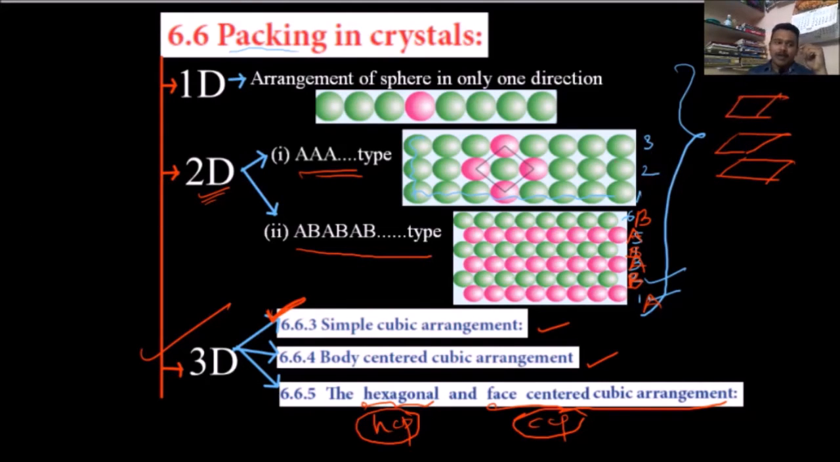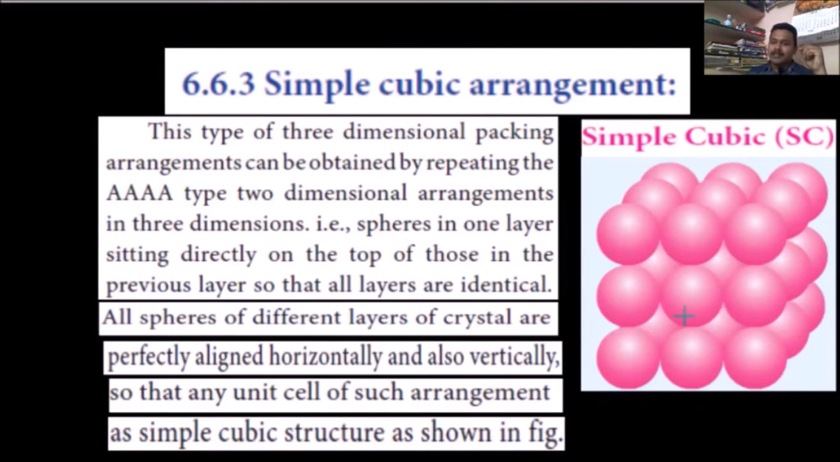So what happens when you observe this in a three dimensional way? That two dimensional AAA type is one layer, the first one. After this one will be the second layer, after that this one will be the third layer. Roughly I am writing first layer, second layer, third layer. First layer in A, this is two dimensional. Second layer, also a two dimensional AAA type arrangement, repeating in a 3D way, then you are going to get a simple cubic arrangement. This is the short explanation.